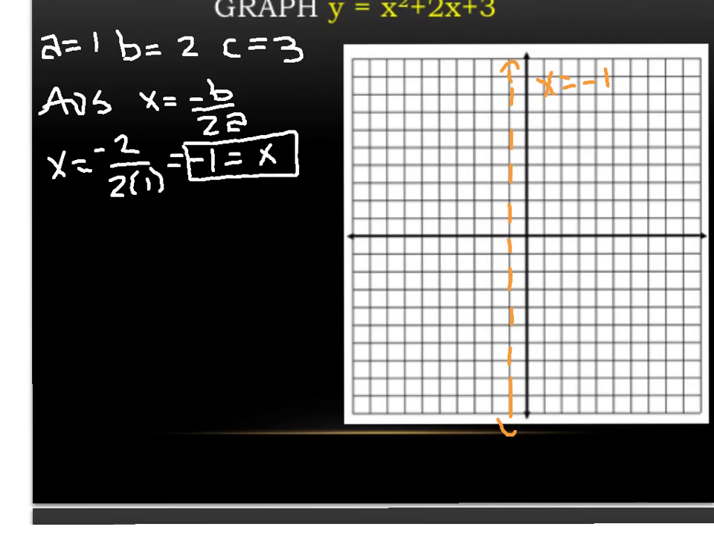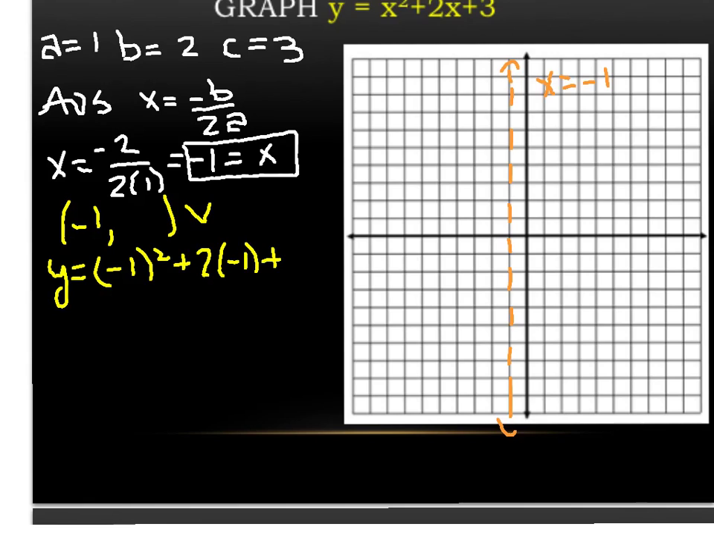Okay. So now I need my vertex, which remember happens at -1 comma f of negative b over 2a. So I need to plug in. So y equals (-1) squared plus 2 times -1 plus 3. So that's 1 minus 2 plus 3. 1 minus 2 is -1 plus 3 equals a positive 2. So my vertex is at (-1, 2).